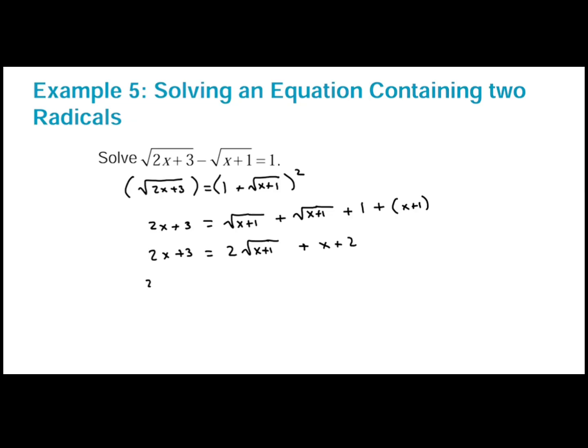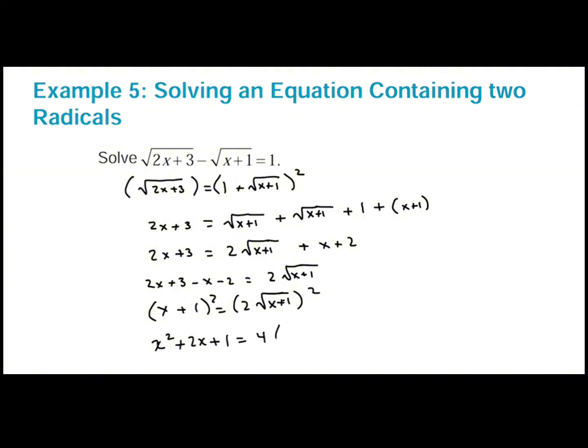And we're going to move those to this side. So it's going to be 2x plus 3 minus x minus 2 is equal to 2 times the square root of x plus 1. And then we're going to go ahead and get rid of some things. So it's going to be x plus 1 is equal to 2 square root of x plus 1. And then we're going to square both sides. When we square both sides, this is just going to be x squared plus 2x plus 1 is equal to 4 times x plus 1.